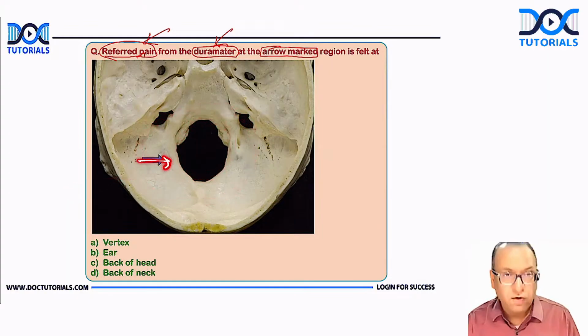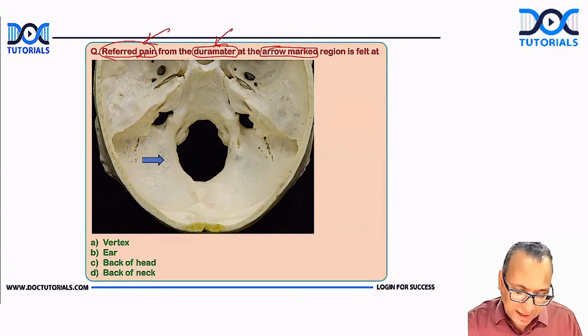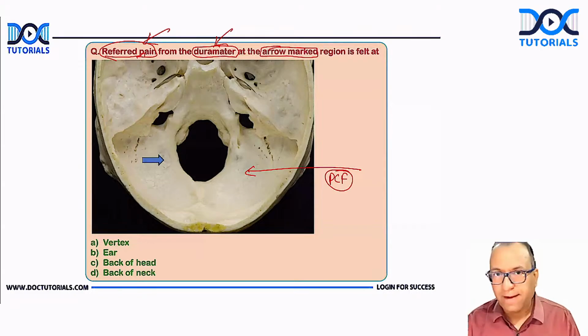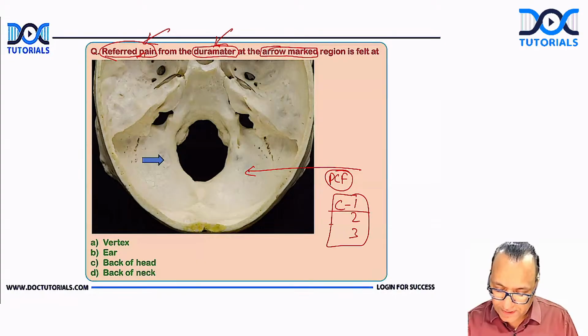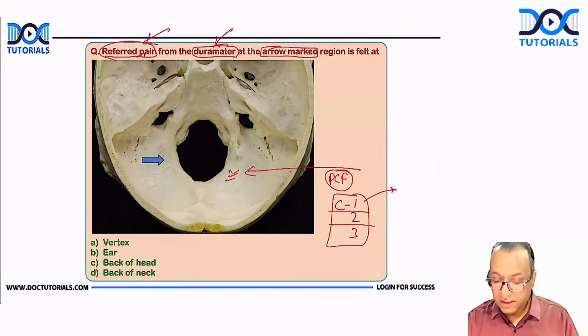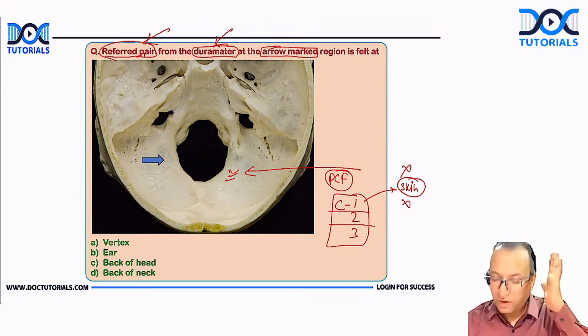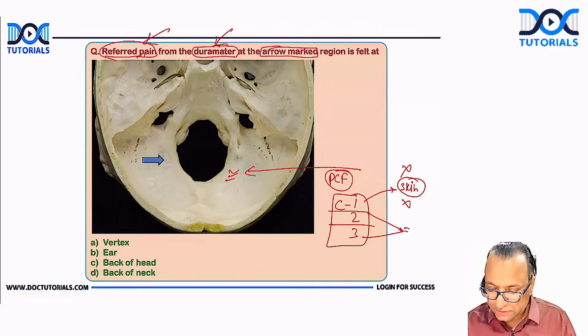So if dura mater is involved, you have to understand that this is the posterior cranial fossa, and in the posterior cranial fossa, the nerve supply can be cervical C1, 2, 3. Now, when you're telling cervical C1, 2, 3 is supplying here, also understand that C1 has no dermatome in our body. It doesn't supply the skin. So you cannot have pain referred on the skin with C1 root value. So you have to talk about C2 and C3. So where is C2, 3? And you are focusing upon the options also.